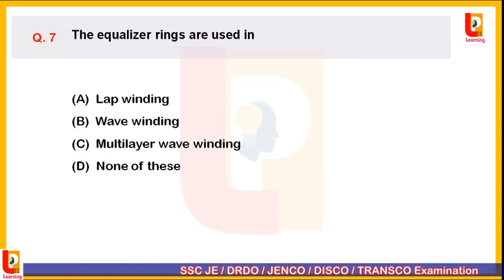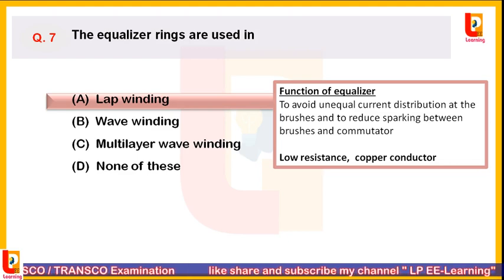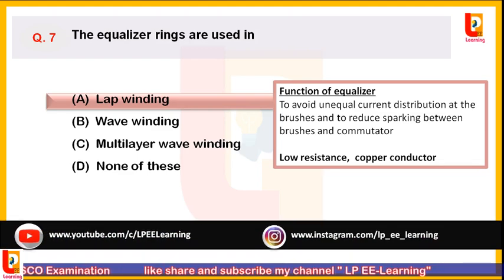Question 7. The equalizer rings are used in: option A, lap winding; B, wave winding; C, multi-layer winding; and D, none of the above. So the correct answer is option A, lap winding. The function of the equalizer is to avoid unequal current distribution at the brushes and to reduce the sparking between the brushes and the commutator. It has a low resistance and is made up of copper conductor.